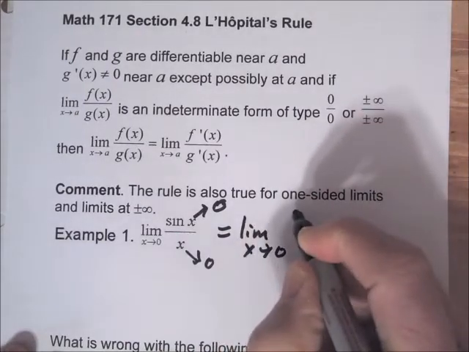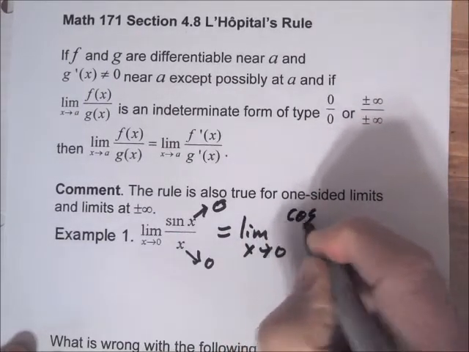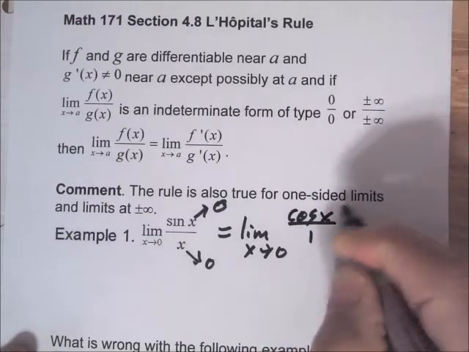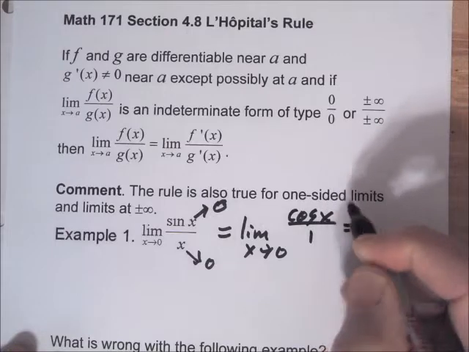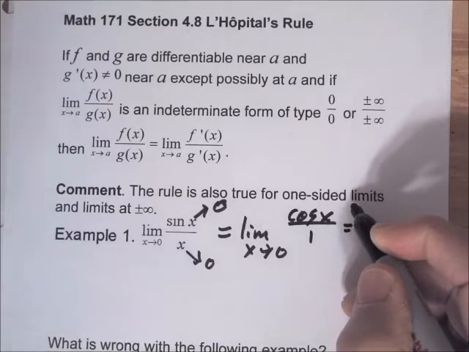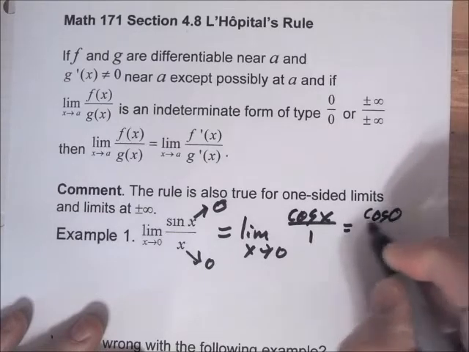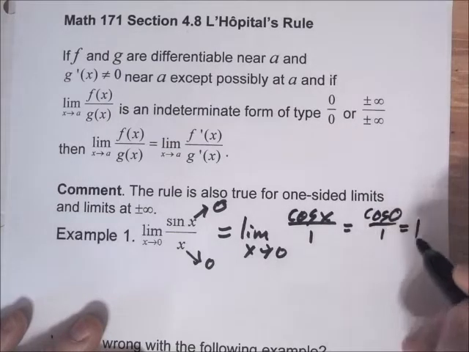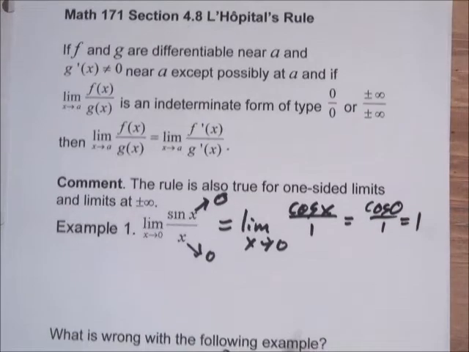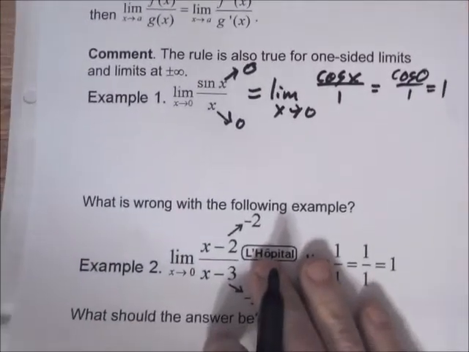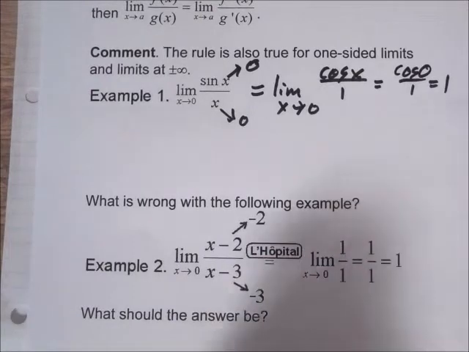This is the limit as x goes to 0 of the derivative of sine, which is cosine, over the derivative of x, which is just 1. Since cosine is continuous, the limit is the same as the value of the function there, cosine of 0 over 1, and that's just equal to 1. We saw that limit before, but this is another way of approaching it.